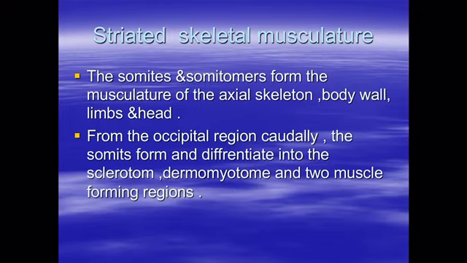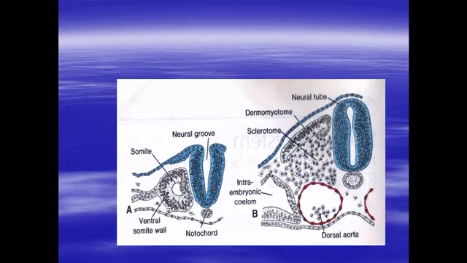From the occipital region caudally, the somites form and differentiate into the sclerotome and dermomyotome and two muscle forming regions. So the somite differentiates into sclerotome and dermomyotome and two muscle forming regions.